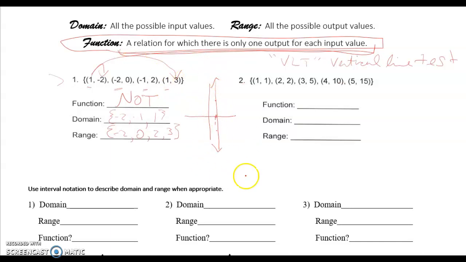But they're the same thing. If you have one input going to 2 different outputs, that means that somehow you can put a vertical line through your function, and that makes it not a function.